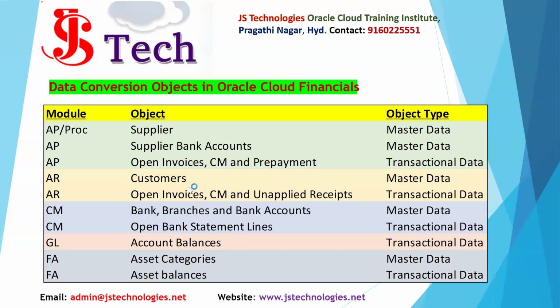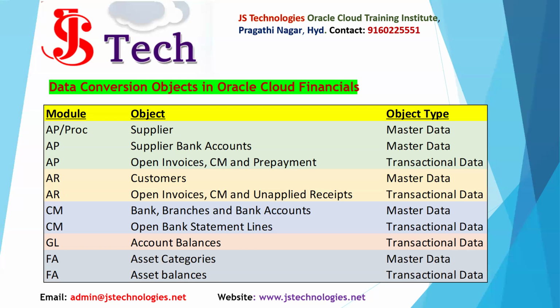And coming to AR, we have different objects, customers and open invoices. For customers, we have two different templates given by Oracle. One is the simplified version, which has four sheets in the FBDI template, and another one is the complex model, also called the data model, where Oracle has given 19 sheets. It depends on the client requirement. We can use any one of the templates to load the customer data.